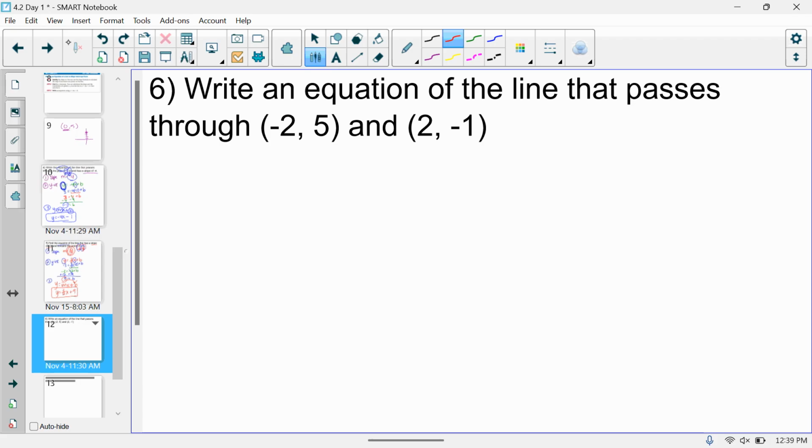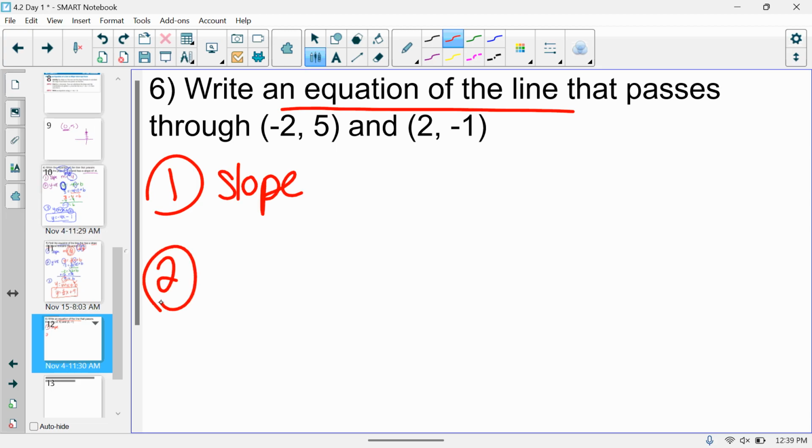Tell me again, what do I have to know to write the equation of a line? What do I have to know? Slope and y-intercept. Do I know the slope? Give me a thumbs up or thumbs down. I want to see everybody vote. We don't know the slope this time. So how are we going to find the slope? Anna? Perfect.